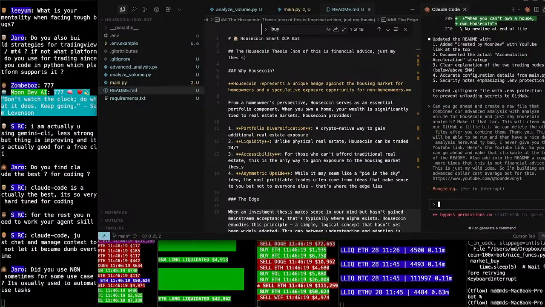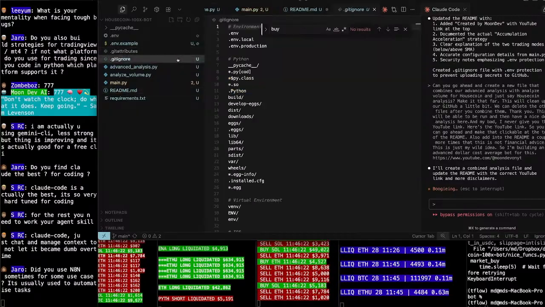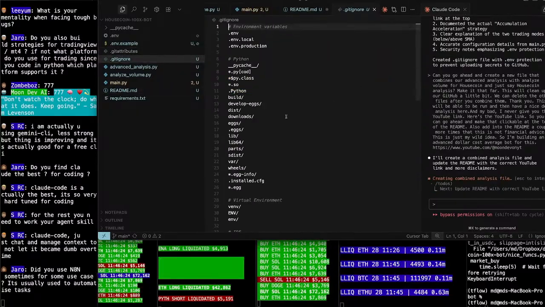Sweet, sweet. I'm cleaning up the GitHub here. Gitignore should have my .env in it now. Perfect, perfect, perfect.